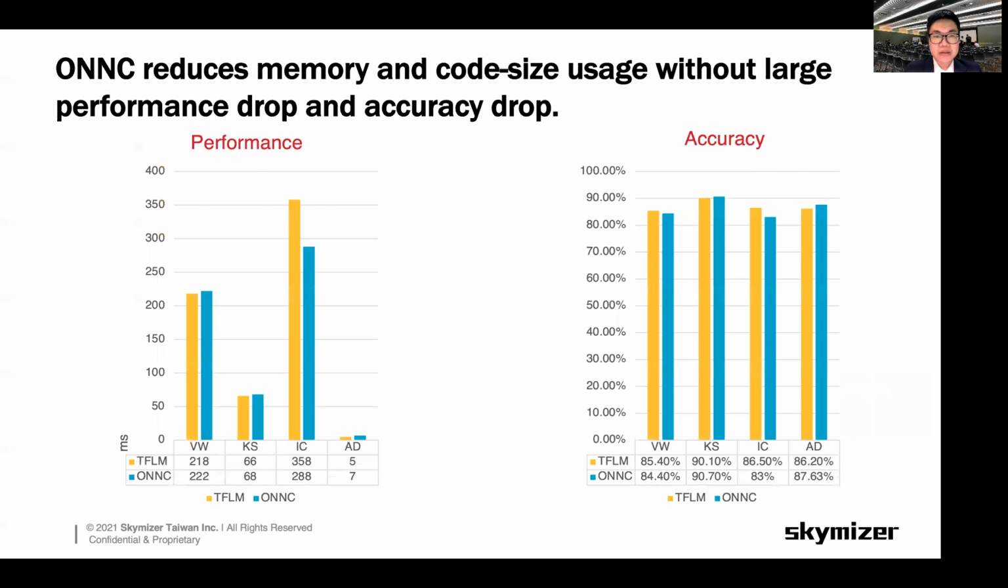And you may wonder, did we sacrifice performance or accuracy to gain this memory and code size reduction? No. ONNC reduces memory and code size usage without a large performance drop or accuracy drop, as you can see in these performance and accuracy numbers. Furthermore, we gain better performance in the image classification case.